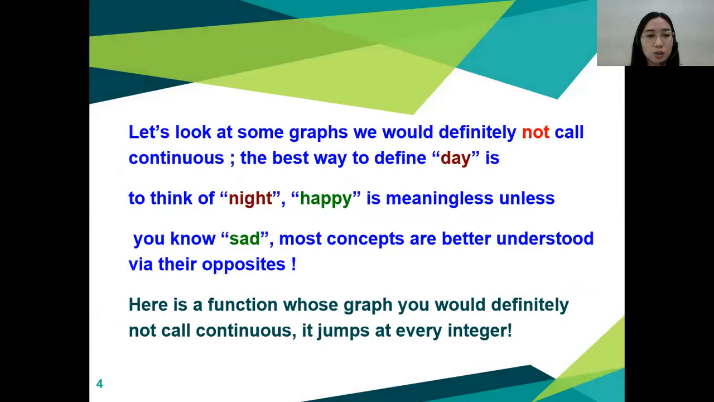So let's look at some graphs. We would definitely not call continuous the best way to define a day. When we look at the graph, what we usually notice is the opposite of the definition. When we are asked to define day, we think about night. It's the opposite of night. And when we are asked to define happy, we also look for its opposite meaning, which is sad. So those are some concepts to make it easier to understand the meaning of continuity.